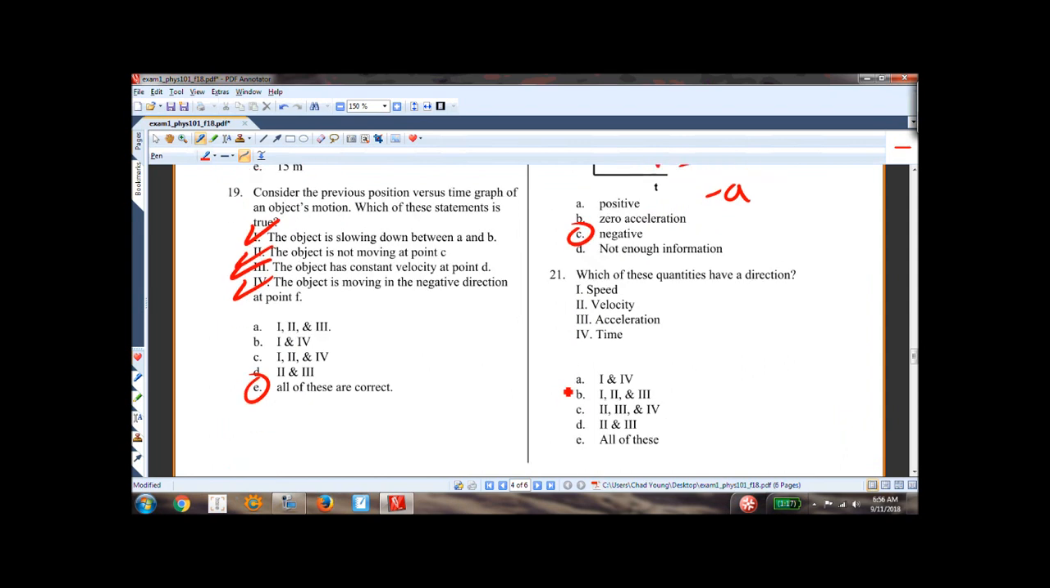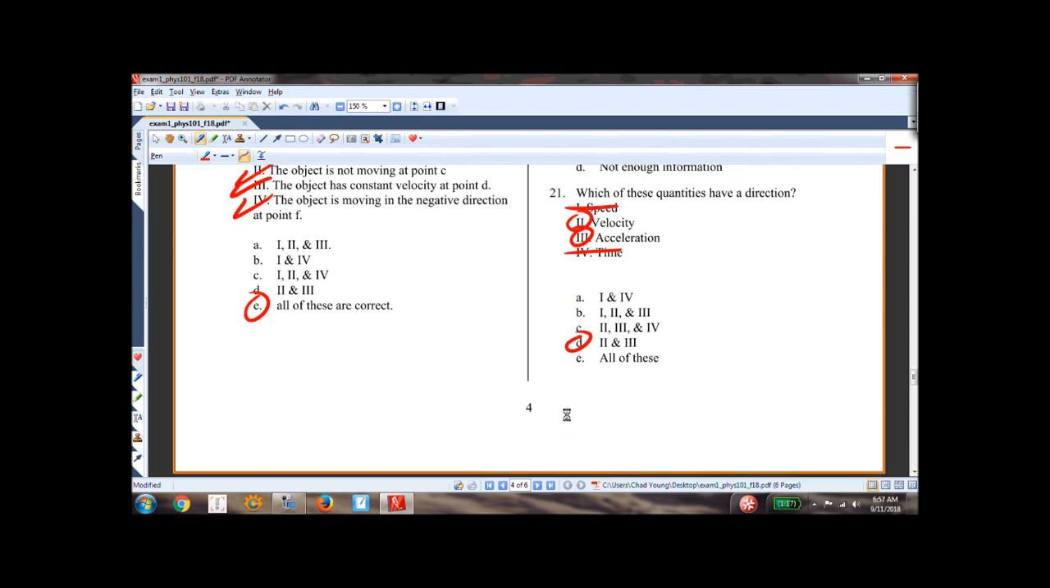Which of these quantities has a direction? Speed does not, it's a scalar. Velocity does, acceleration does, time does not. So 2 and 3, D is number 21.